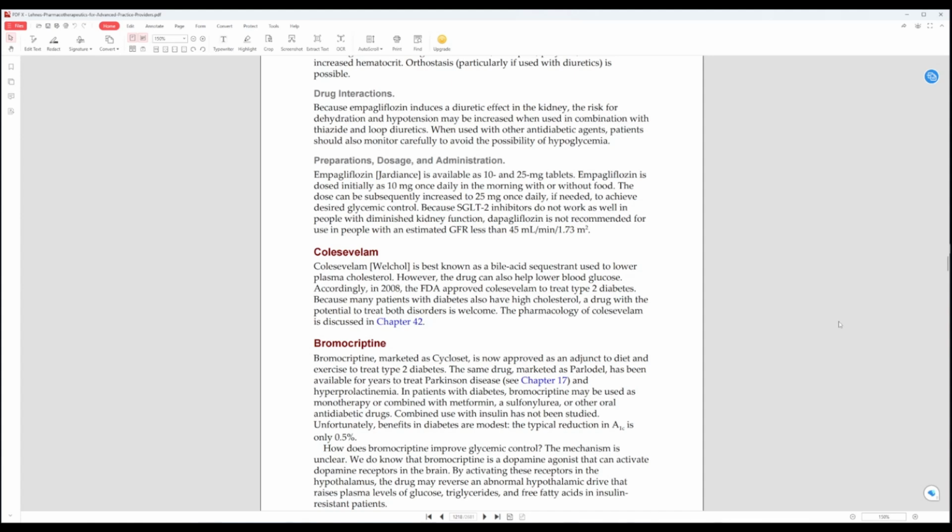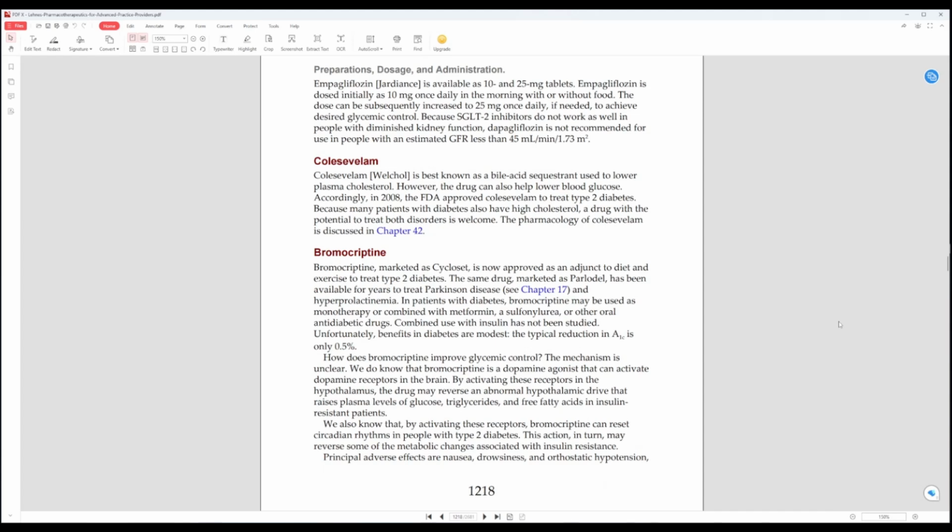Its preparation, therefore, is available as 10 and 25 milligram tablets. Its initial dose is 10 milligrams once daily in the morning with or without food. The dose can be increased to 25 milligrams once daily if needed to achieve the desired glycemic control. Again, the medication does not work well in people with diminished kidney function, and the recommendation is not to use it if the GFR is less than 45.